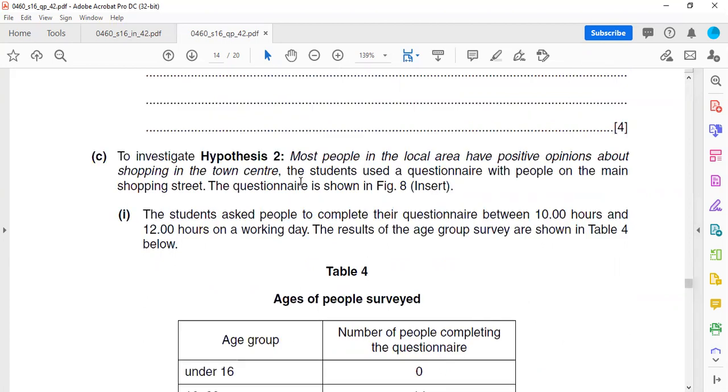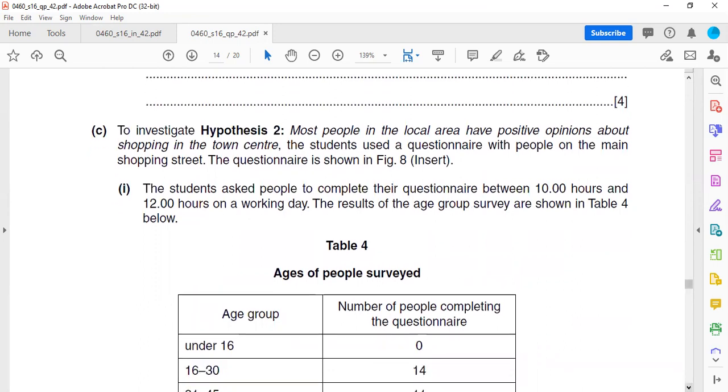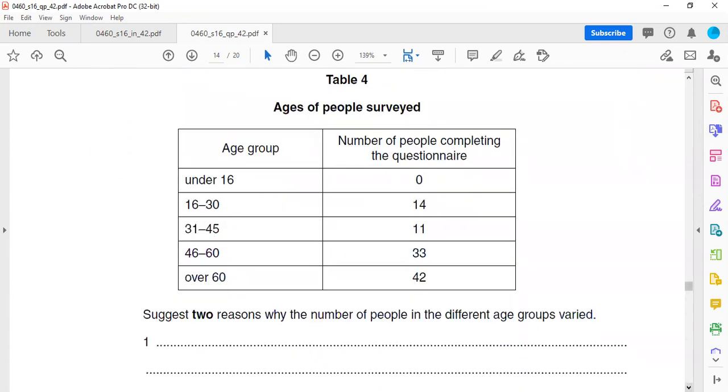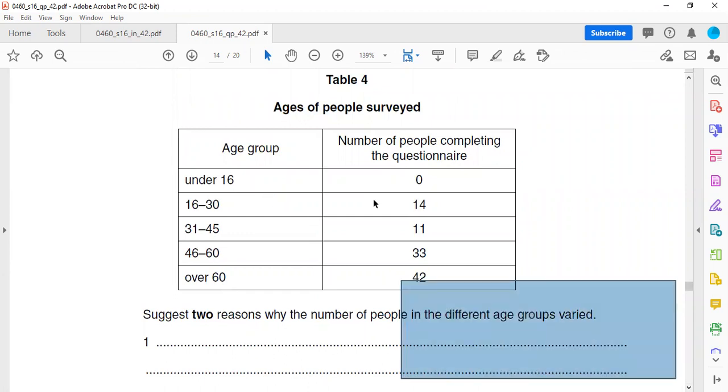To investigate hypothesis 2, most people in the local area have positive opinions about shopping in the center. The student did a questionnaire with people on the main shopping street. So that was the questionnaire we saw the other time. Now let's go to the question. Suggest 2 reasons why the number of people in different age groups varied. They interviewed people of different age groups. This is the number they got. Over 60, 42; 46 to 60, 33; 31 to 35.